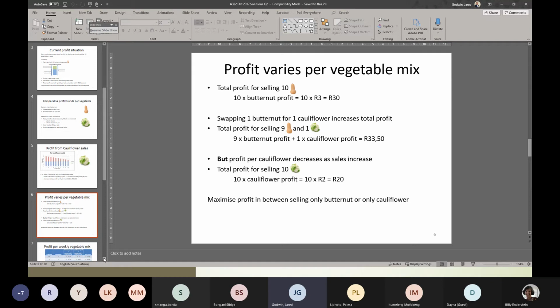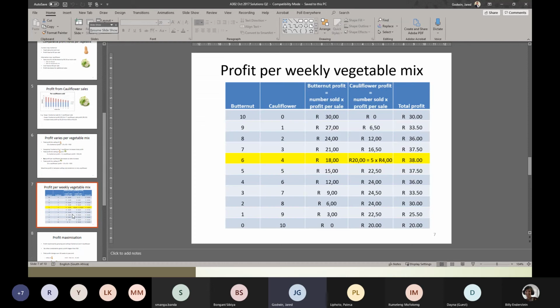And that's where they put a table. You might disagree with this table. You might not. You might want to do a graph rather. But in this case, they've done basically the table that I had in my spreadsheet as well. It's similar, and they highlighted in yellow as well. It's the combination of 6 butternuts and 4 cauliflower that gave you the R38.